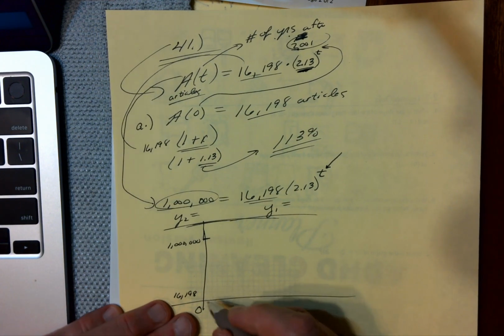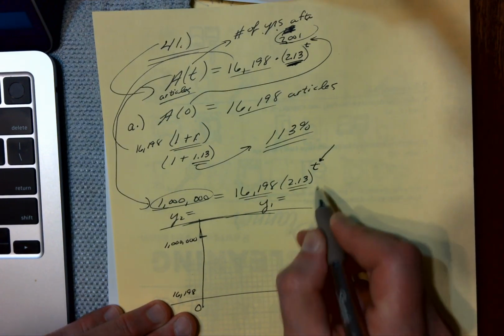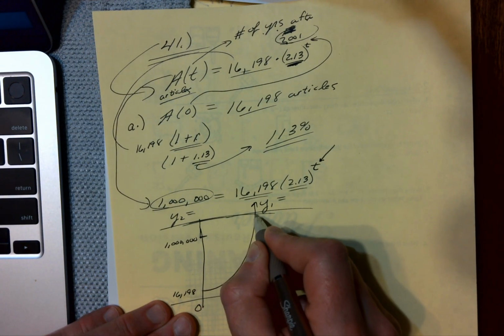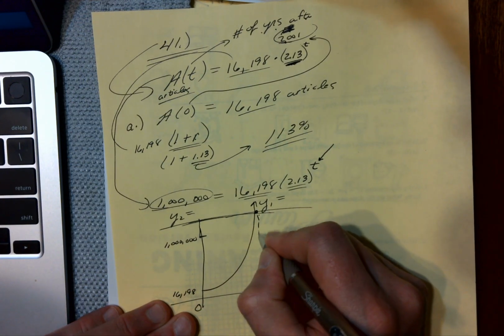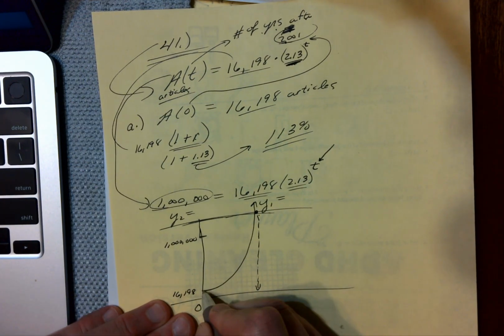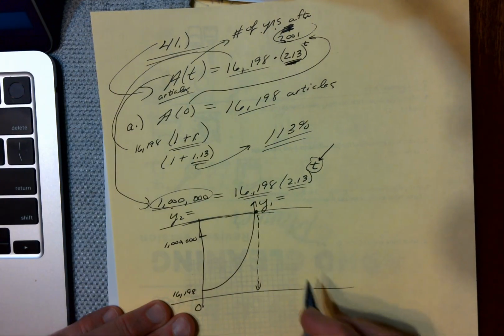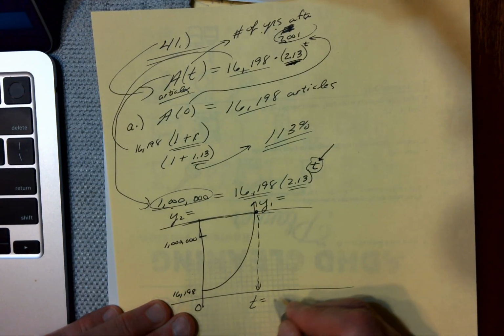Okay, and then you're going to have to play with this. I know it's growth, it's doubling, so it's going to grow pretty fast, and there's the answer right there. If you come down, that's the t value that makes this side equal 1 million. Okay, so what is time?